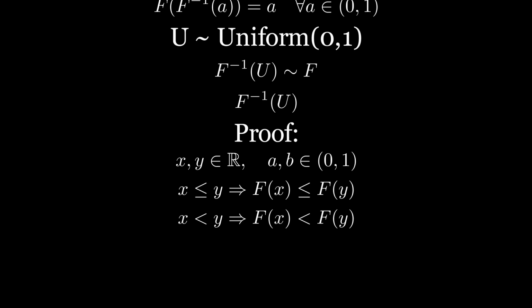If x is not greater than y, then F of x is not greater than F of y, since a CDF is non-decreasing. From the assumption that F is invertible, we have 1 to 1. For the same reason, if x is strictly less than y, then F of x must be strictly less than F of y. If x is not equal to y, then F of x cannot equal F of y, from 1 to 1.